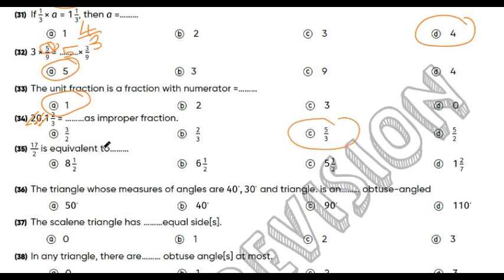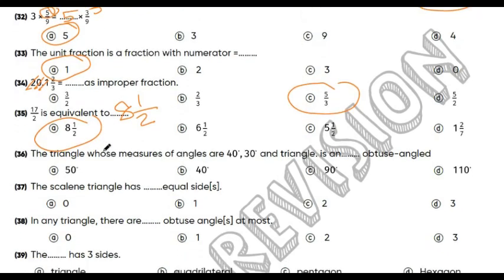17 over 2 is equivalent to, let's convert it into a mixed number. 17 cannot be divided by 2, so we will look at the number before 17, which is 16. 16 divided by 2 equals 8, and the remainder from 17 will be 1, so it is 8 and a half.